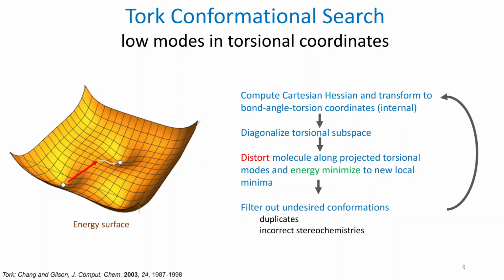And so what happens is that the system is distorted along a low mode, or a combination of low modes, until the energy reaches some threshold. And then an energy minimization is started to drop you into the neighboring energy well. And then, of course, you have to filter out duplicates, and also occasionally, in case the stereochemistry has been damaged, that has to be filtered out.